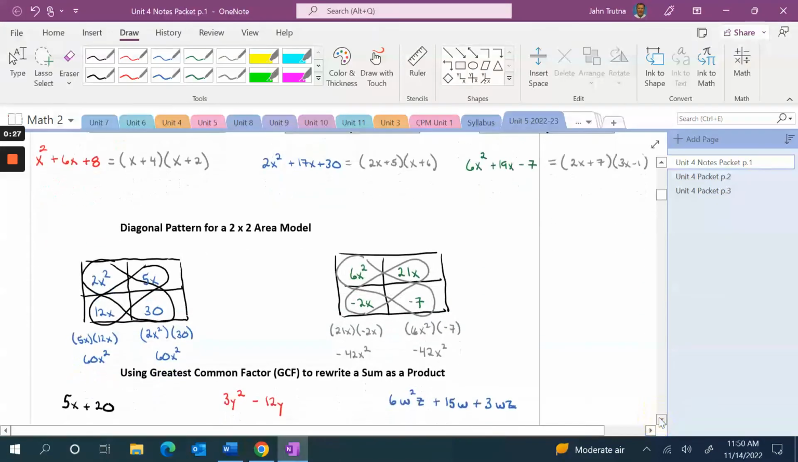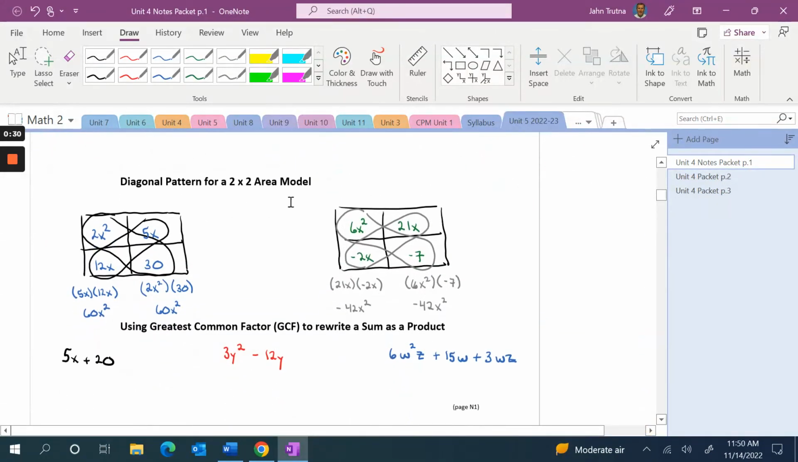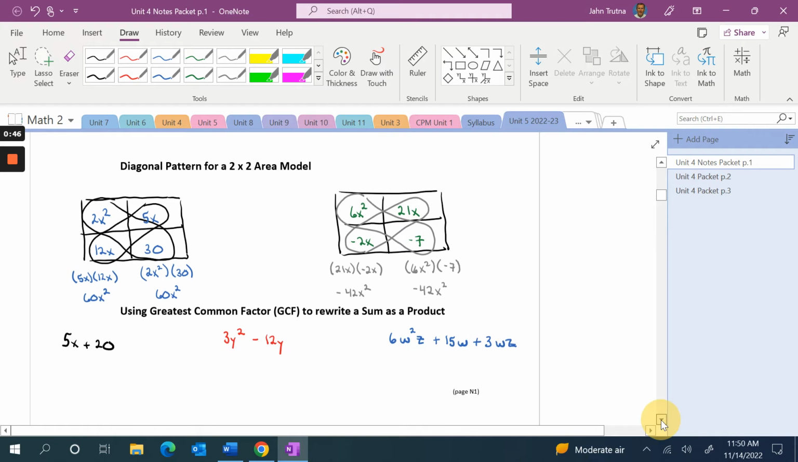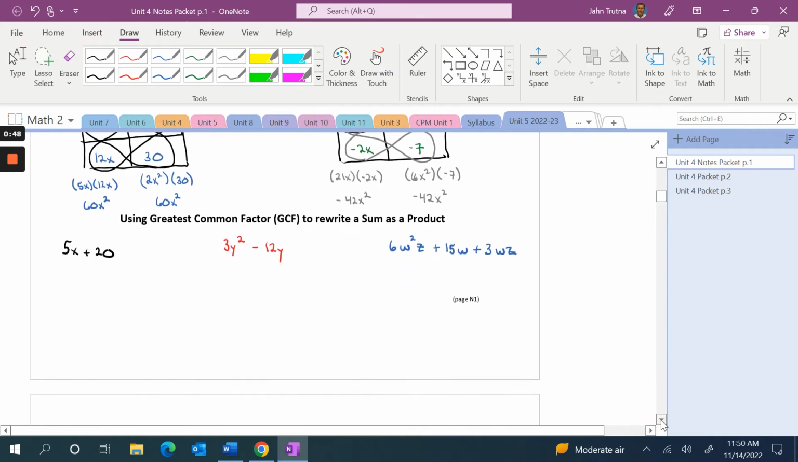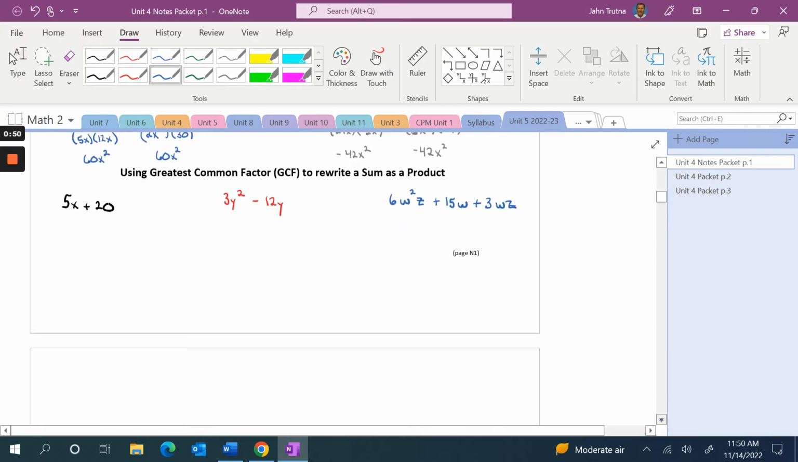Then we went down and we did the diagonal pattern for a 2x2 area model, where we said if the inside portion of an area model is filled out, you know that it's filled out correctly if the results of the two diagonals equal the same value. And then we are now on using greatest common factor, which is the GCF, to rewrite a sum as a product. So you will see that I have 3 examples right here.